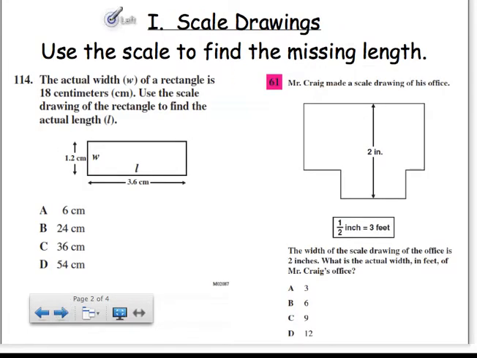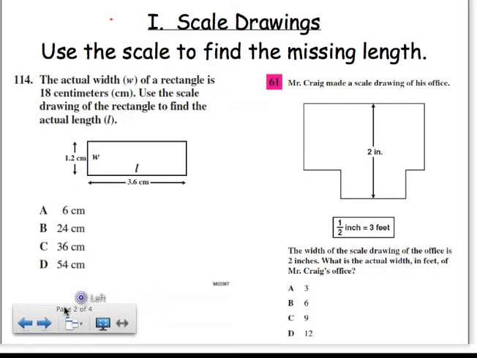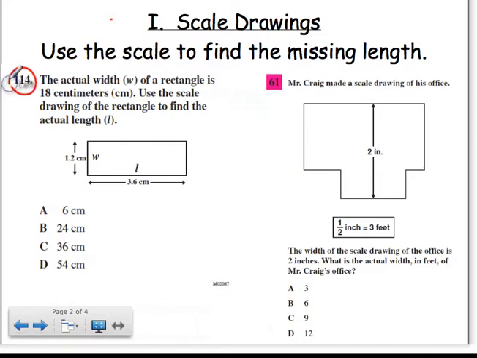So the way that I'm going to teach is actually just by looking at the CST release items or the KC release items. And both these problems say use the scale to find the missing side. So these problems give you a scale, and you need to figure out how long is the piece of information that they're looking for. So I'll look at 114. This is a KC release question. The actual width of a rectangle is 18 centimeters. Use the scale of the drawings of the rectangle to find the actual length.